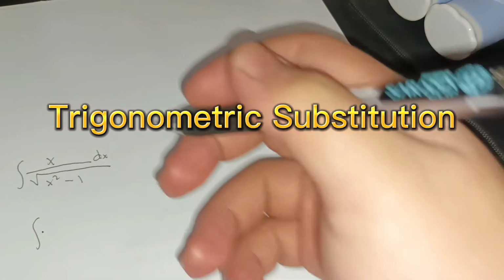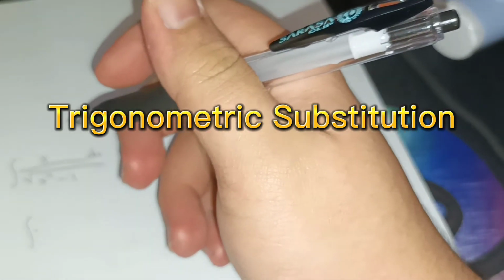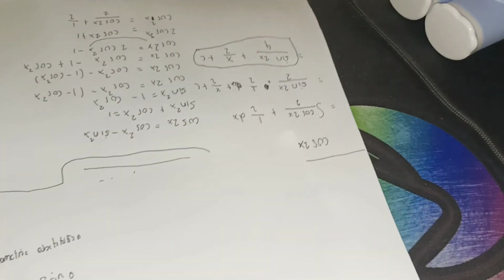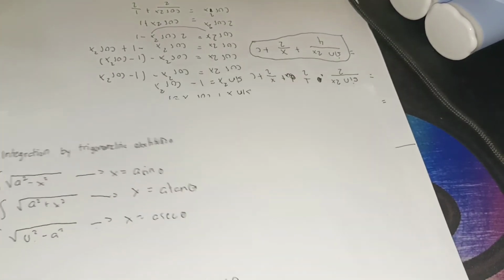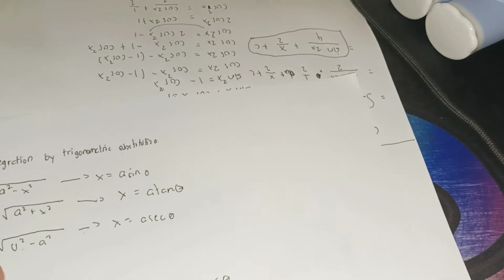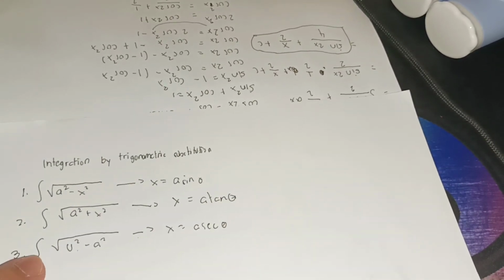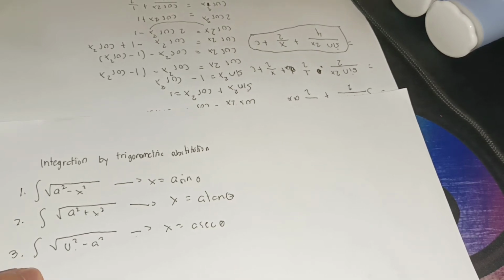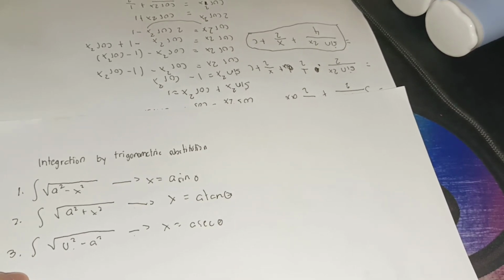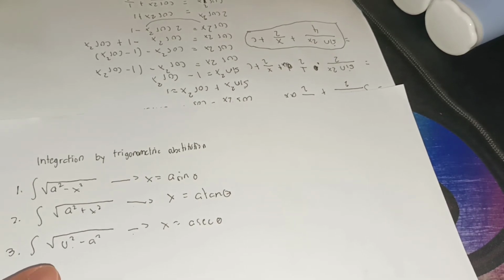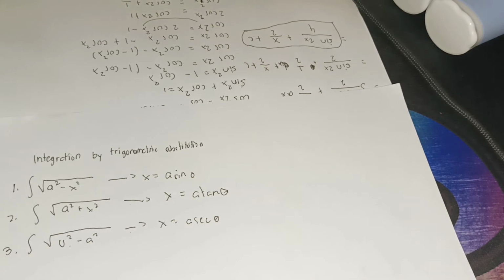Hello everyone, so now we're going to be solving an example of trigonometric substitution. We have the problem x over the square root of x squared minus 1 dx, and we have three formulas. We will use the third, for the square root of u squared minus a squared, where x equals a secant theta.